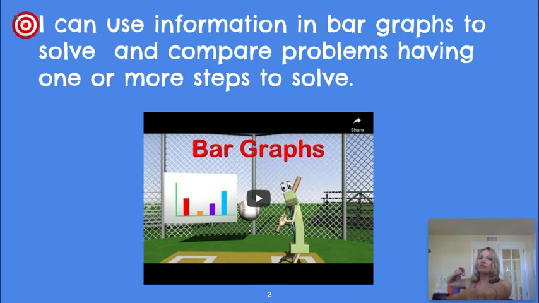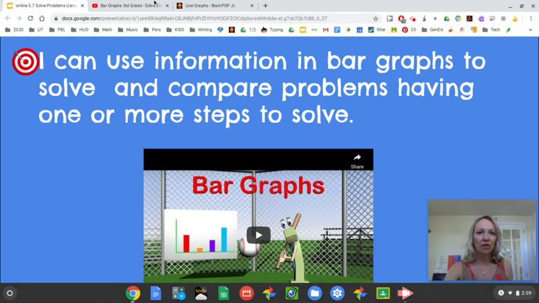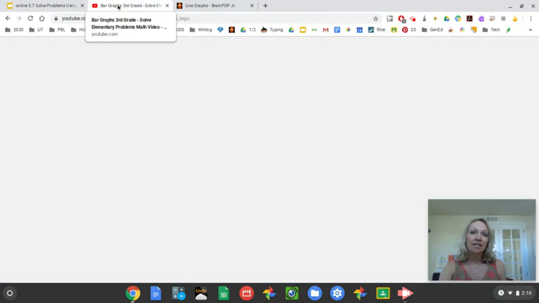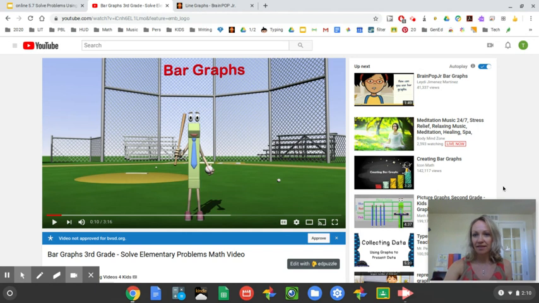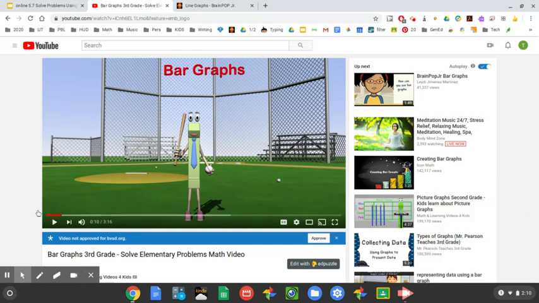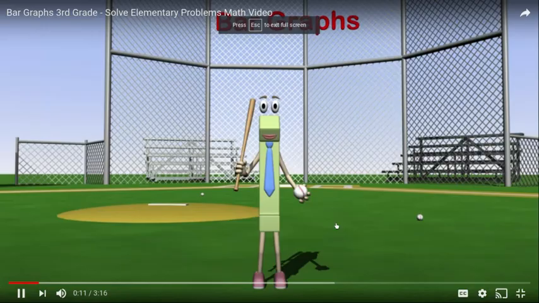I can use information in bar graphs to solve and compare problems having one or more steps to solve. All right, so I'm going to get us started first with our quick video on using and solving problems that you can understand through graphs. Problems using bar graphs. Let's take a look and then see if we can hit a home run.